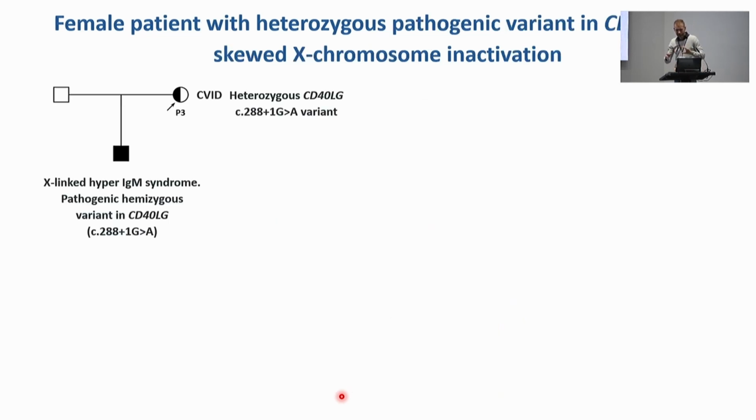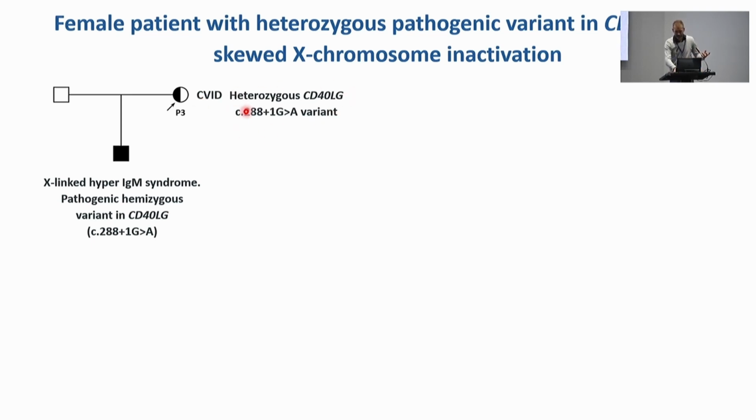Patient 3 was a special case because when she attended our hospital, she just had a son diagnosed with hyper-IgM syndrome due to a pathogenic mutation in CD40 ligand. She was a carrier of this mutation. Usually, female carriers are asymptomatic, but because of her CVID phenotype, we immediately thought that she could have this skewed X-chromosome inactivation. Still, we did the whole gene panel to exclude other genes involved in CVID, and indeed, the only relevant variant was this pathogenic variant in CD40 ligand.